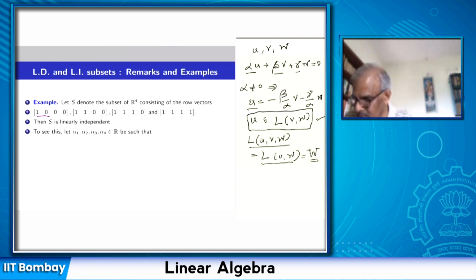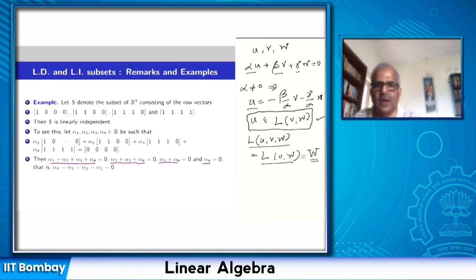Now go back by back substitution. Alpha 4 is 0. Alpha 3 plus alpha 4 is 0, which says alpha 3 is 0. Then look at alpha 2 plus alpha 3 plus alpha 4. So I took an arbitrary linear combination of these 4 vectors which produces the 0 vector, and then I proved that all the coefficients are 0. Therefore, this set is linearly independent.